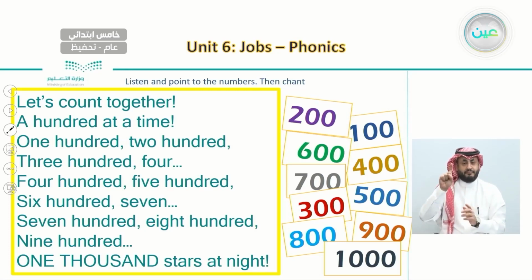100 at a time. 100, 200, 300, 400, 500, 600, 700, 800, 900, 1,000 stars at night.